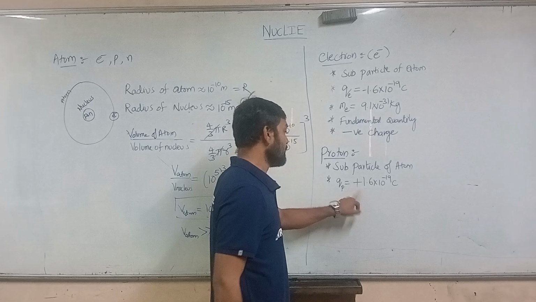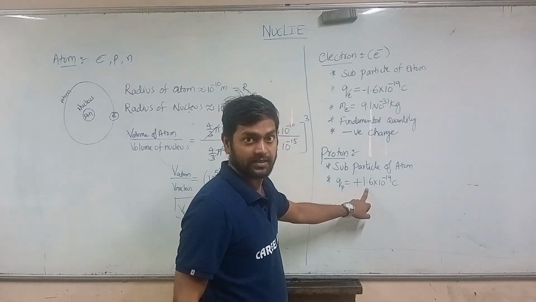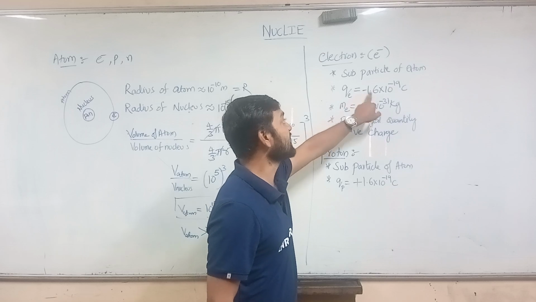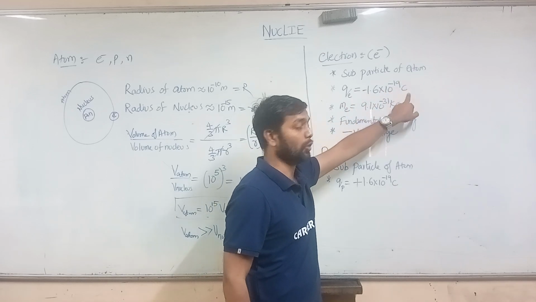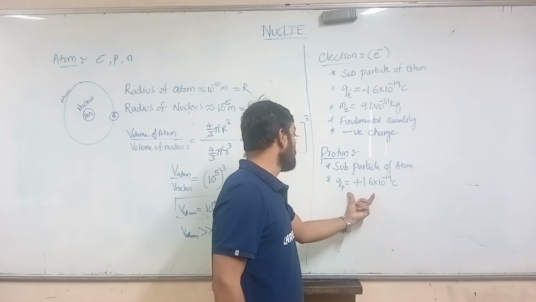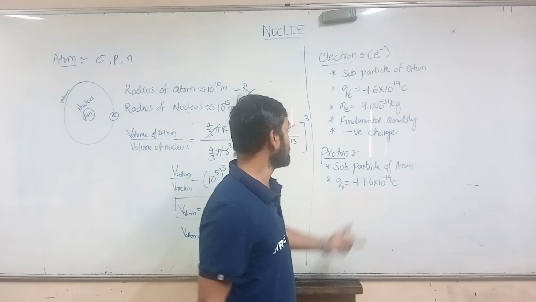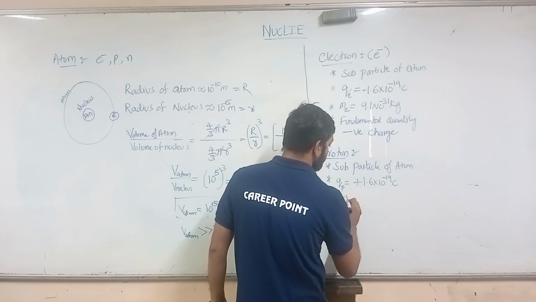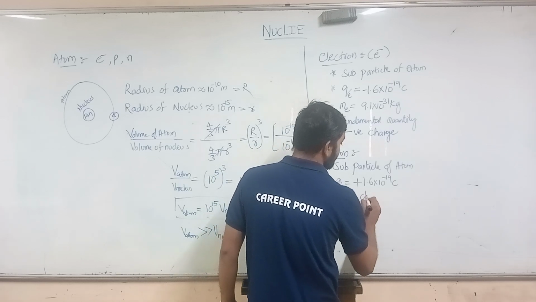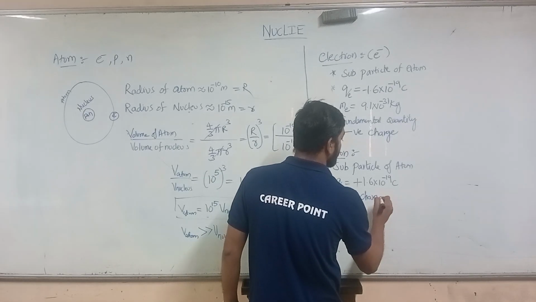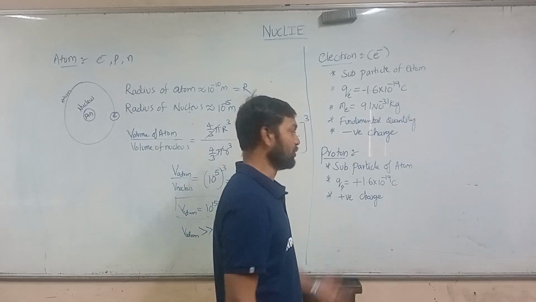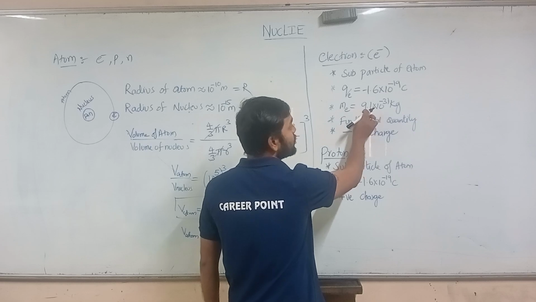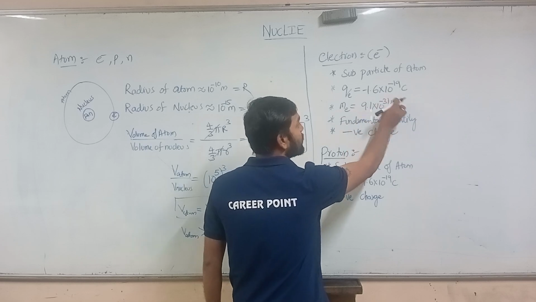Here you see we have the plus charge, plus 1.6 into 10 to the power minus 19. For the electron we have minus 1.6 into 10 to the power minus 19 coulombs, and for the proton we have plus. So that means we can tell it is positively charged. The proton is a positive charge. And the mass of the electron is equal to 9.1 into 10 to the power minus 31 kg.